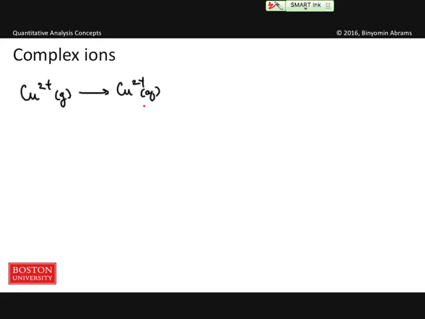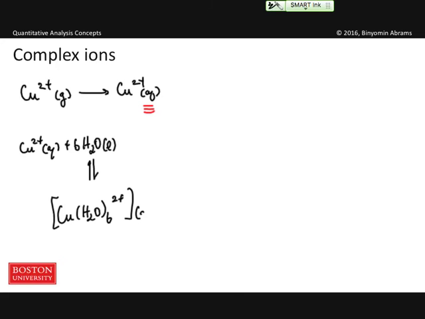And as we've discussed previously, aqueous simply means surrounded by waters. But once that takes place, another equilibrium occurs, and that equilibrium is between the copper-2 ion and multiple ligands, in this case water that's in solution, and this forms the hexa-aqua copper-2 complex ion. In fact, when we talk about copper-2 ions in solution, we are uniquely talking about this species.